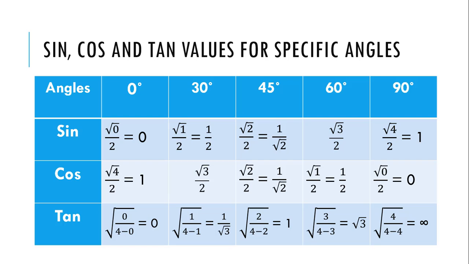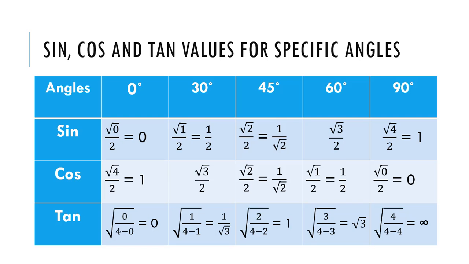So tan 0 degrees is 0, as in the numerator we have 0. Tan 30 degrees will be 1 by square root 3. Tan 45 degrees will be square root of 2 divided by 2, which will give us 1. Tan 60 degrees will be square root of 3.